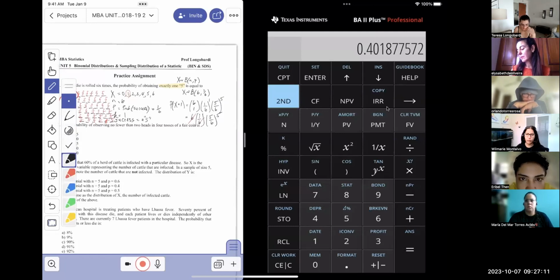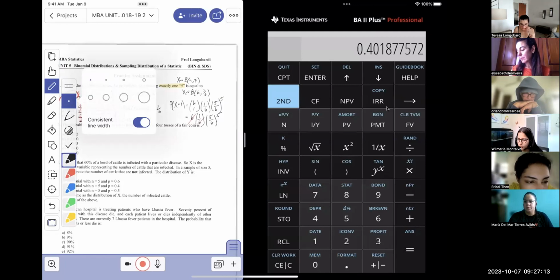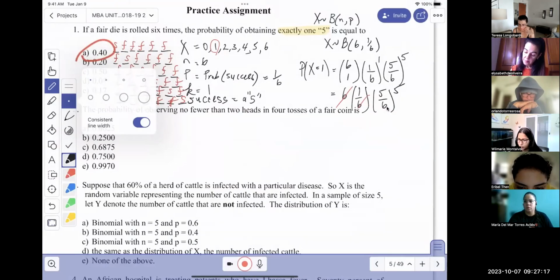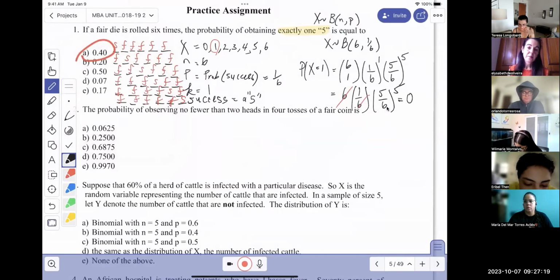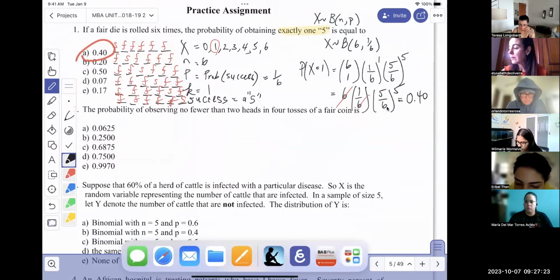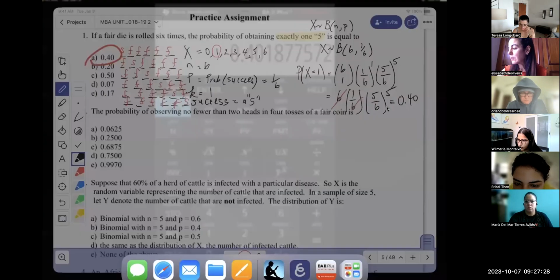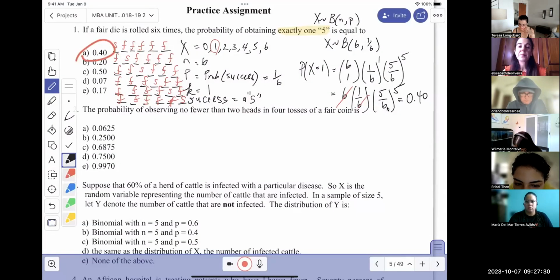Any questions? So when we're in the binomial section, I always want you to use 4 decimal places, even though I asked for just 2. I'd like you to get the habit of keeping 4 decimal places.